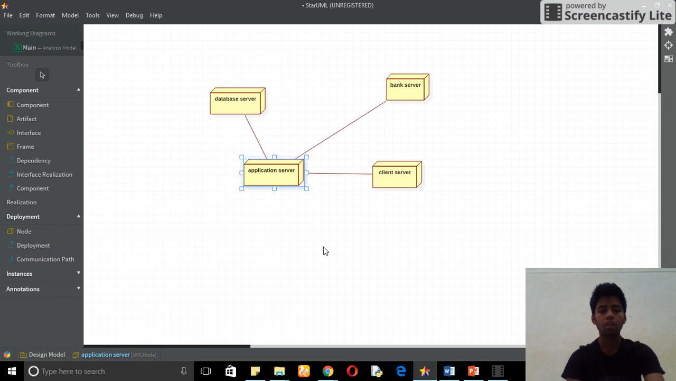So this is my node. Here I am using an application server. The application server needs to connect with my database server, bank server, and my client server.